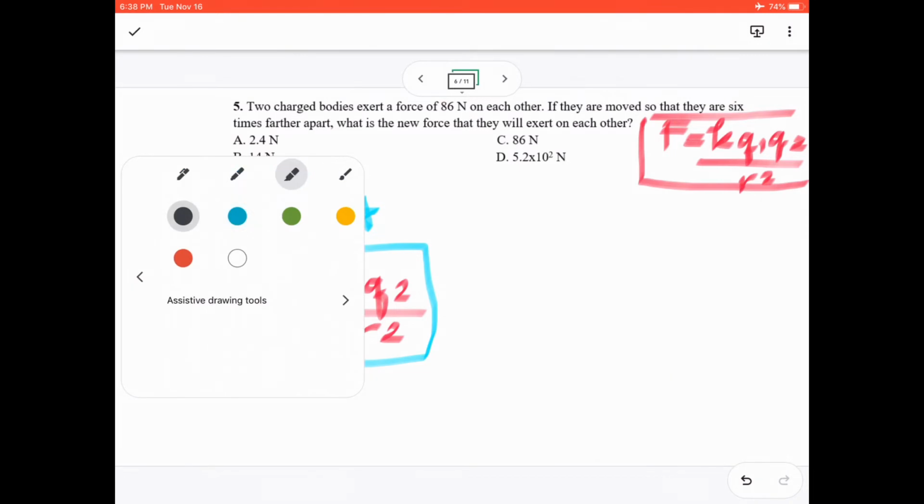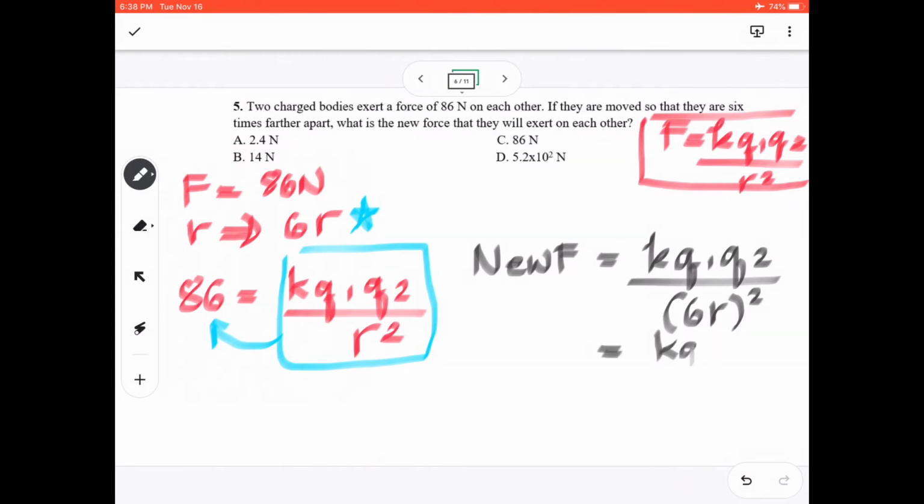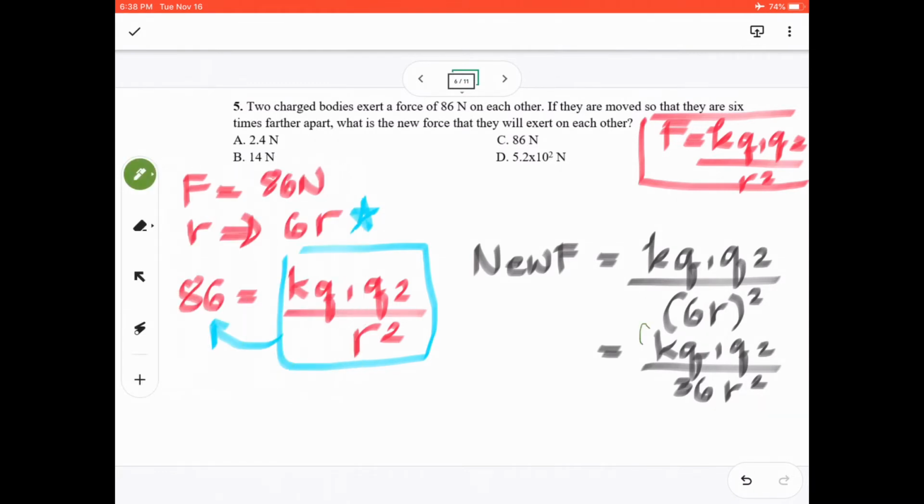So therefore we are going to have a new equation. The new force, new F, is equal to KQ1 Q2 over 6R squared. So this will be equal to KQ1 Q2 over 36R squared, right? But we already know that this part of the equation, so this one, as we know, is already equal to 86.